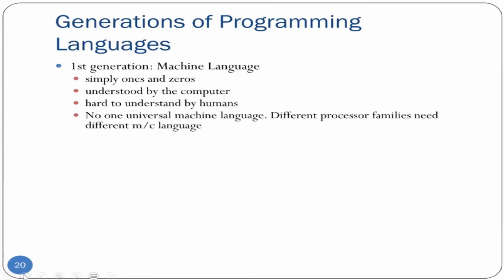So the first generation of programming languages was basically machine language. Machine language simply consisted of zeros and ones. The programmers used to directly write programs in binary. So essentially this was the language directly understood by the hardware. No translation needed.